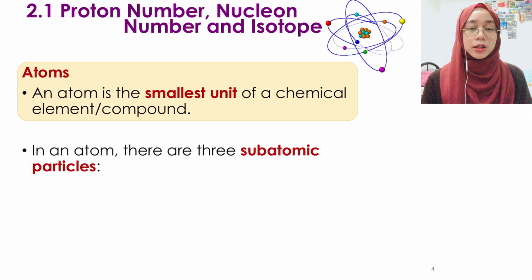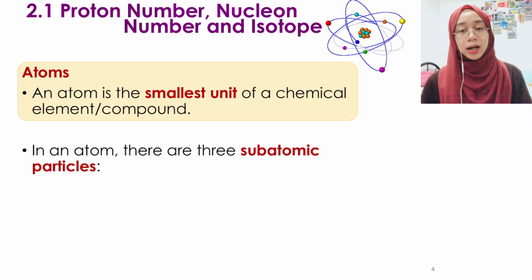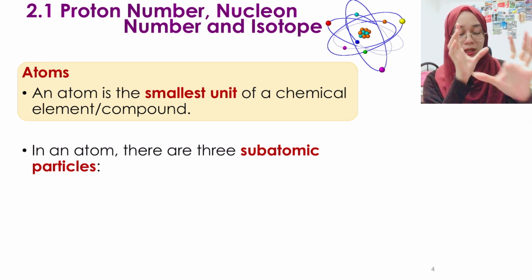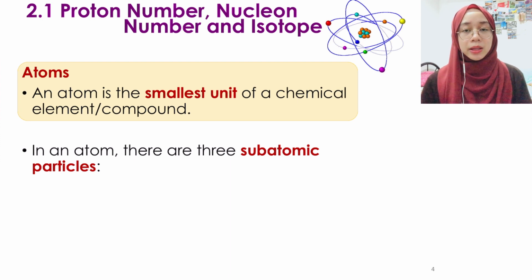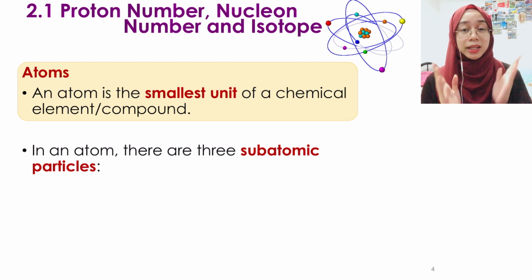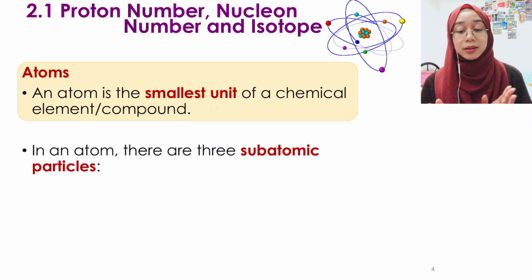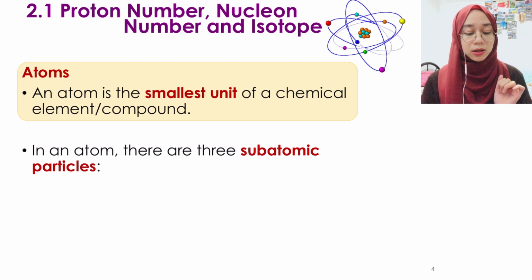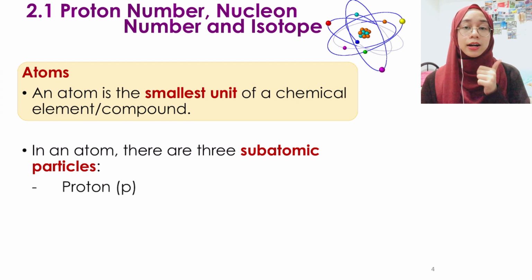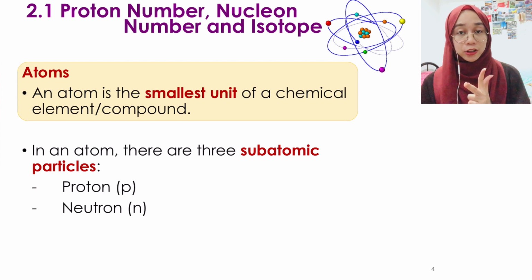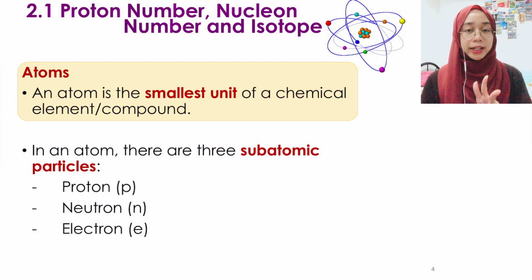Now in our atom, if we had something to zoom in, our atom actually consists of about 99%, almost 100% actually, of empty space. So what is the remainder? The remainder is the subatomic particles, which consist of proton, neutron and also electron. So we have these three.